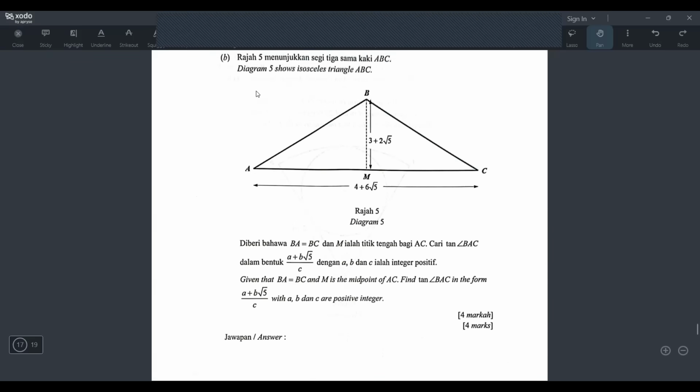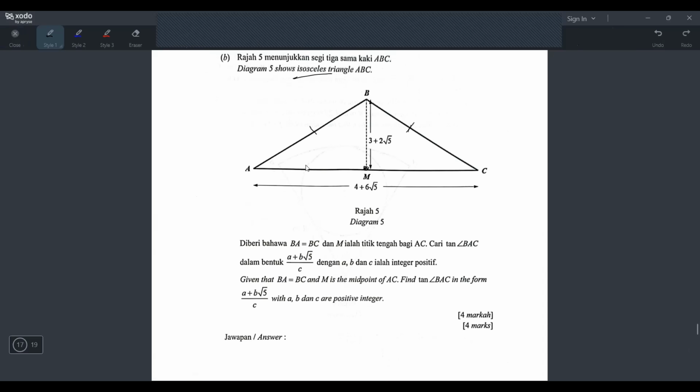Okay, moving on. Question B. Diagram 5 shows isosceles triangle ABC. So this is isosceles. It means this side and this side must be the same length lah. Isosceles ma. And then given that BA is BC. Okay, this one I know already. I even labeled it already. And then they say M is the midpoint of AC.